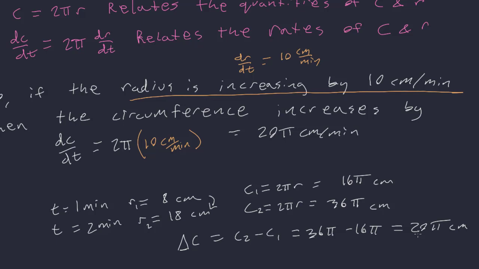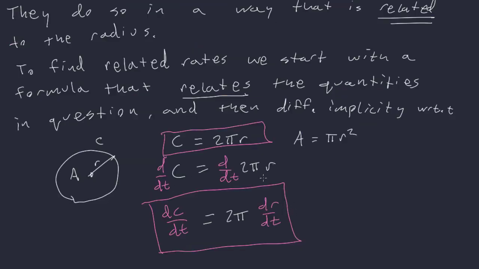That's essentially what they're doing: taking two quantities that are related and then showing how their rates are also related. So one thing you might notice is that the related rates formula for the circumference is exactly the same as the normal formula, right? C is equal to 2 pi r. The derivative of C is equal to 2 pi times the derivative of r. That's actually pretty nice, but it doesn't always work out that way, right?